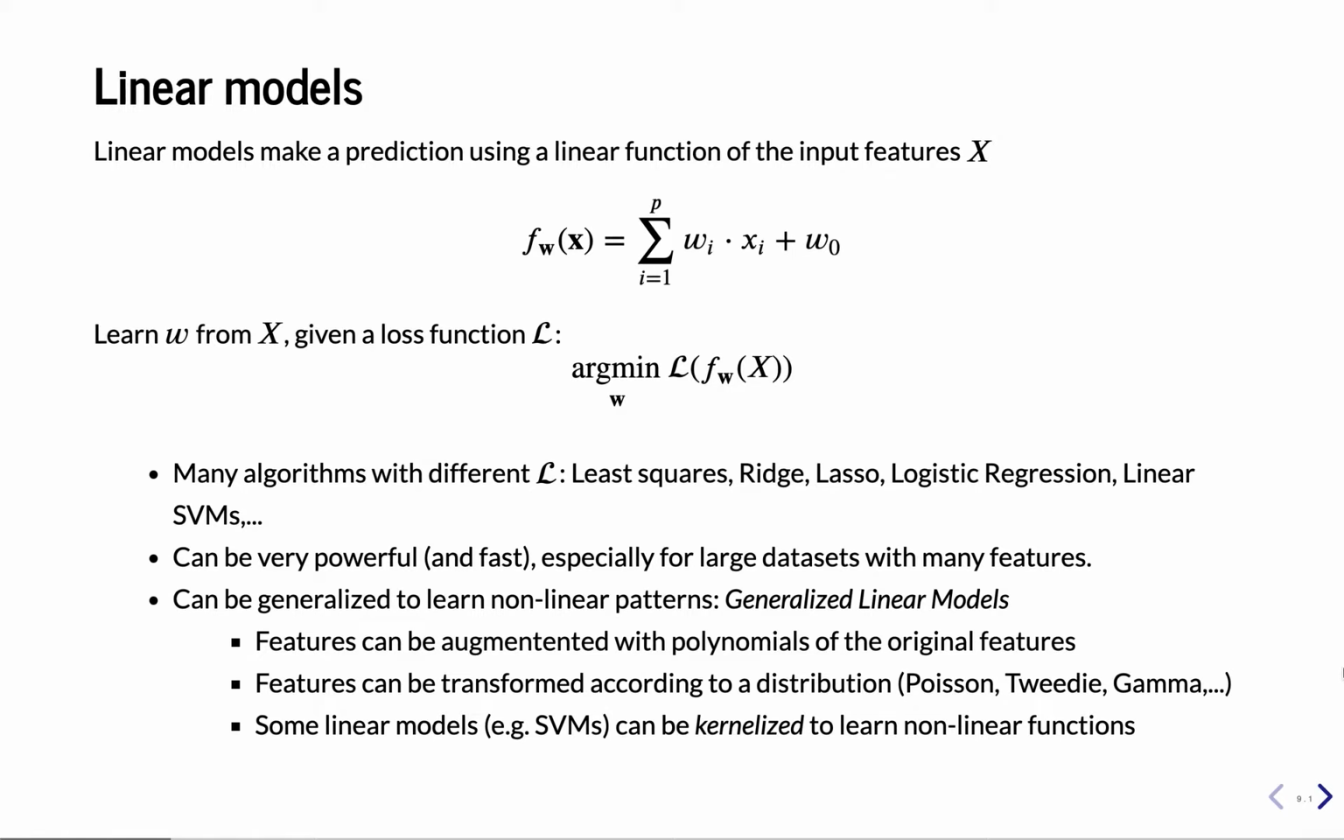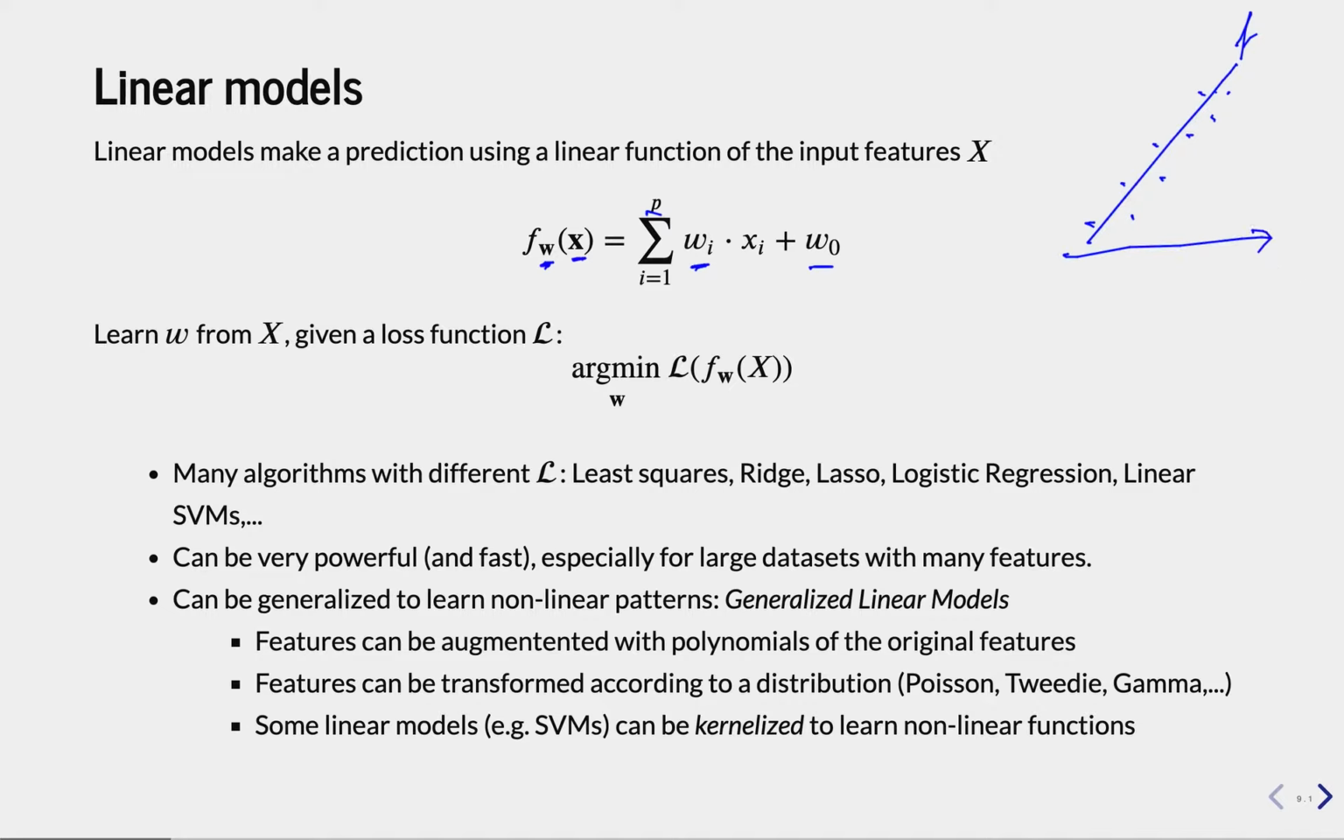All right, let's dive into linear models. Linear models make a prediction based on a linear function of the input features x. If we have a feature vector x, this vector x has p variables. This function f also has weights, basically p plus 1 weights. It will have to learn a weight for every dimension of x plus what we call a bias or an intercept. So if we have a bunch of points like this, we want to learn a function f.